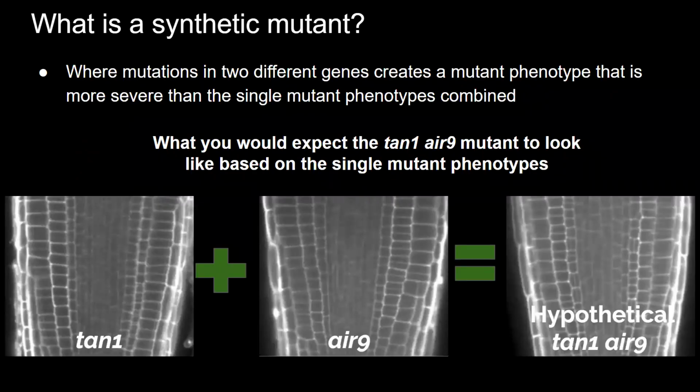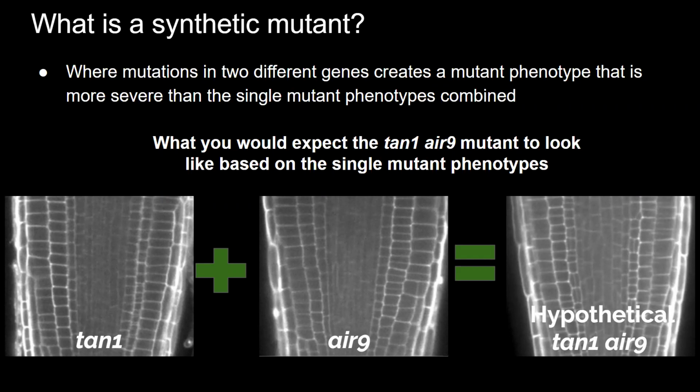So I keep saying synthetic mutant. What does that actually mean? Well, this is what happens when you have a mutation in 2 or more genes and it creates a mutant phenotype that is more severe than the single mutant phenotypes combined.